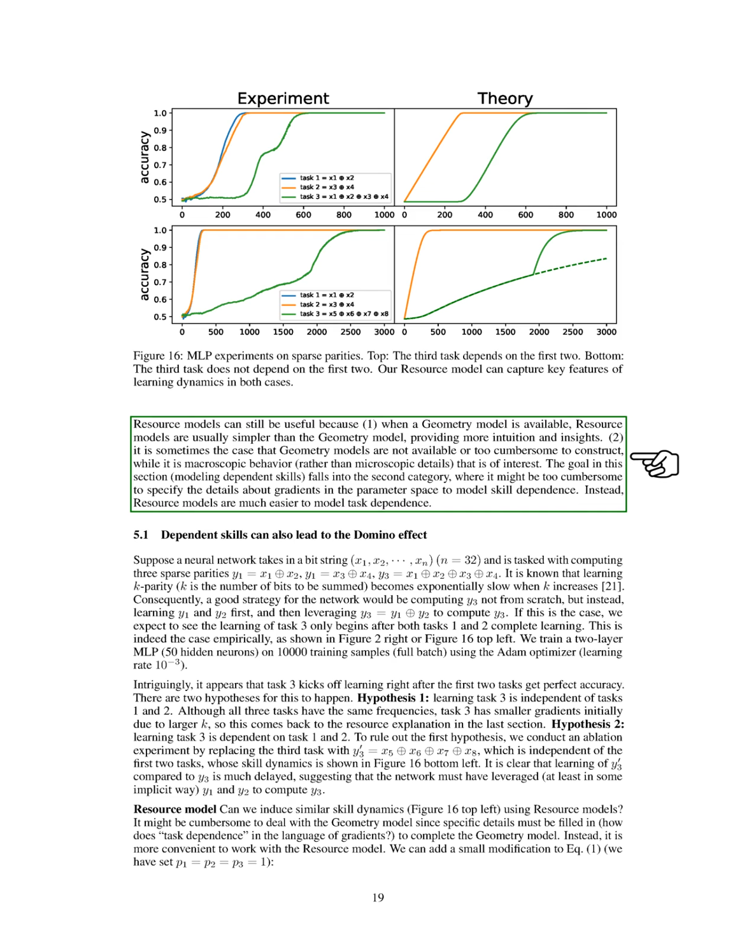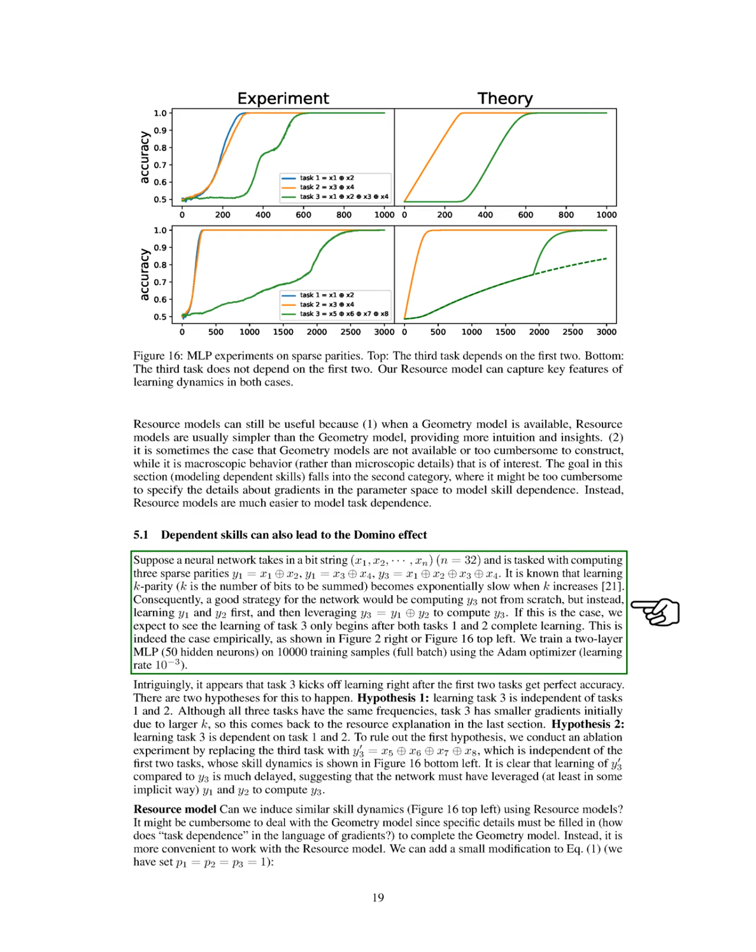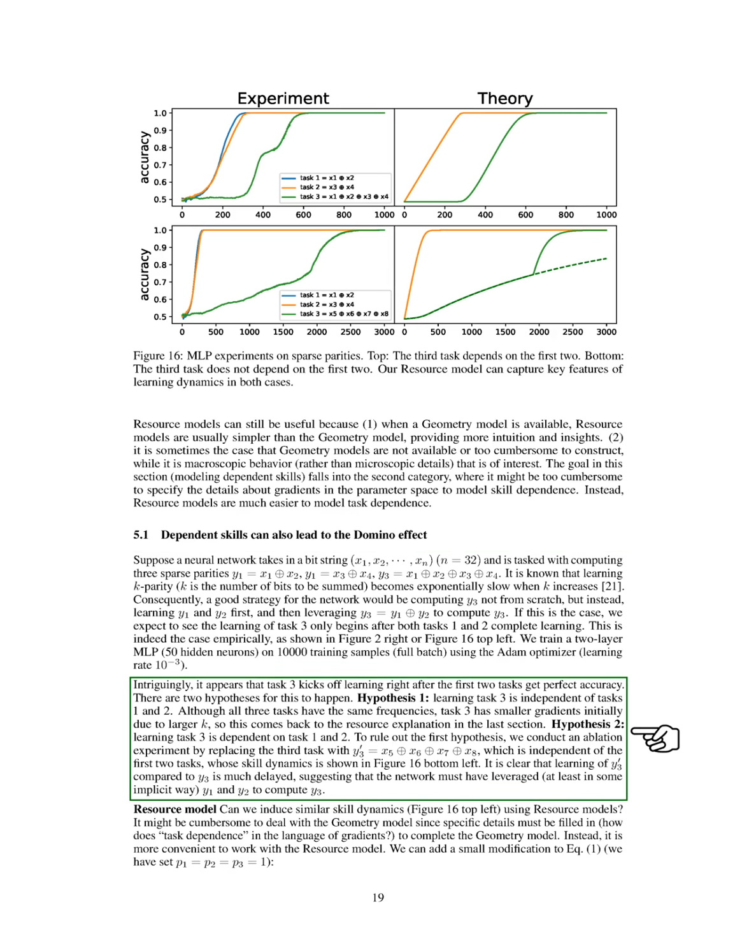We also note that dependent skills can create a domino effect. For example, if a neural network receives a bit string and needs to compute 3 sparse parities, learning becomes significantly slower as the number of bits increases. A more effective strategy for the network is to first learn the simpler tasks and then use those results to compute the more complex task. Empirically, we observe that learning the third task begins only after the first 2 tasks achieve perfect accuracy.